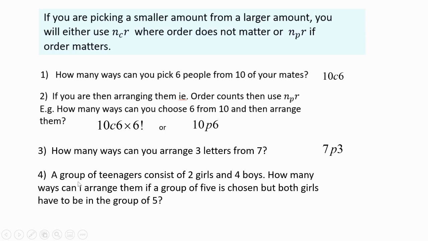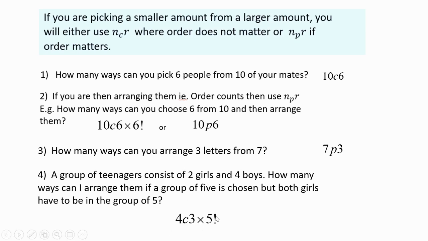But if I had something like this: a group of teenagers consists of 2 girls and 4 boys. How many ways can I arrange them if a group of 5 is chosen, but both girls have to be in the group already? What they are saying is that 2 of the girls are already there. How many ways can I choose another 3, and then I want to arrange all of them.